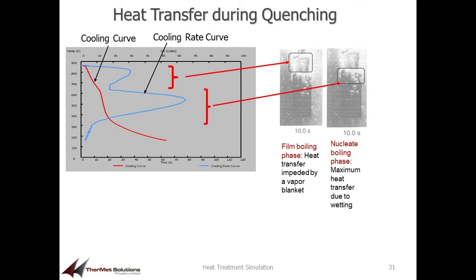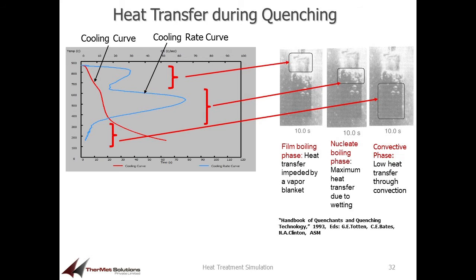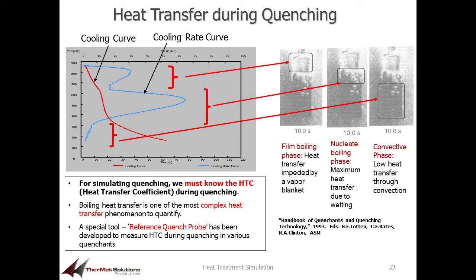And then the middle aspect is the nucleate boiling phase, where you have got the maximum cooling rate, and you will see that the temperature drops off very fast during nucleate boiling. And then you have got the convective phase once it drops down to a quiescent phase of heat transfer. For simulating quenching, we must know the heat transfer coefficient during quenching. Boiling heat transfer is one of the most complex heat transfer phenomena to quantify, as we have explained.